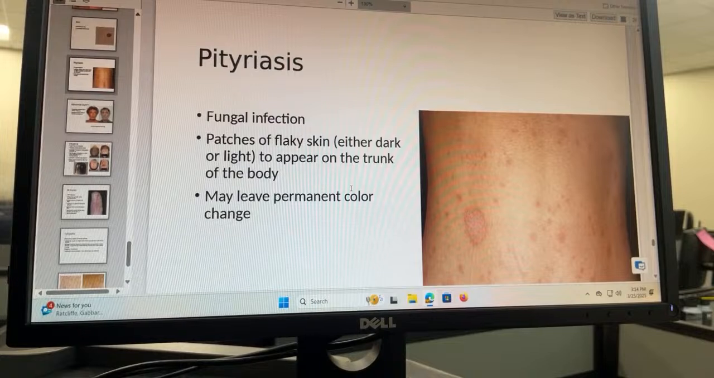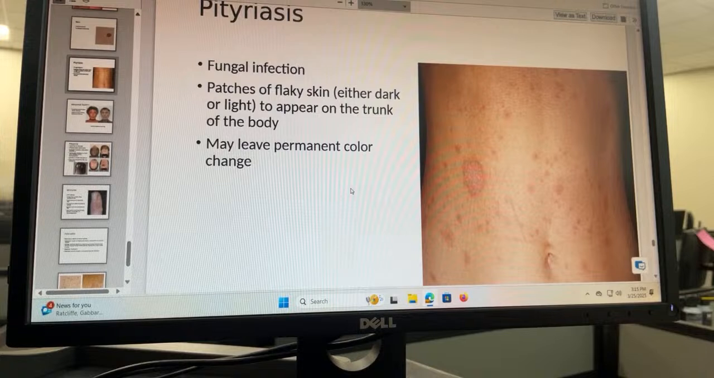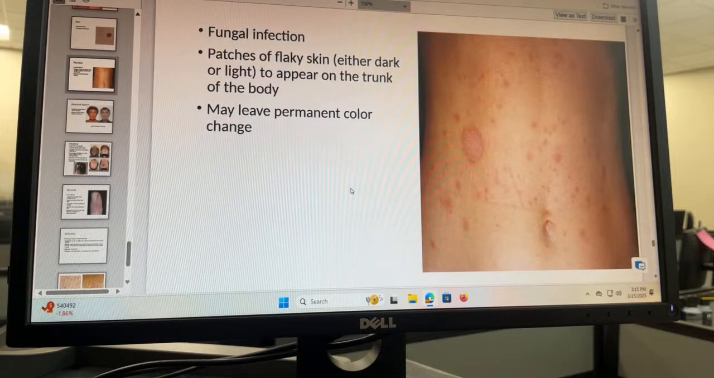Pityriasis, this is actually caused by a fungal infection. The fungal infection actually affects the color of the skin. So it causes patches, it can be either dark or light skin to appear. And it's usually on the trunk, so like on the abdomen and the chest and the back. And the fungal infection tends to cause permanent color change. So even after the fungal infection goes away, it's like permanently affected the melanocytes in that area, causing either permanent darkness or lightness of that skin.